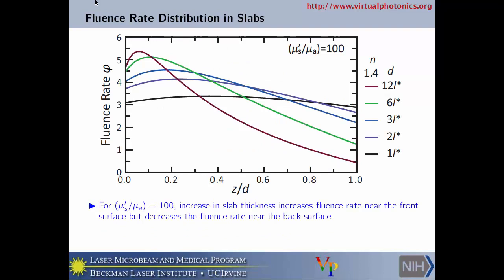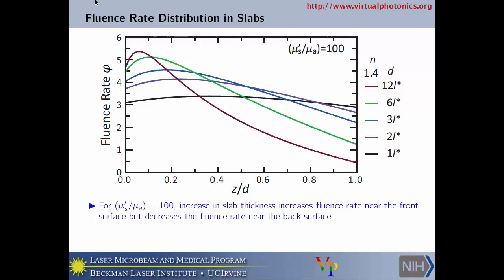So here, I just want to point out that the x-axis is not an absolute dimension, it's just the dimension relative to the total slab thickness. So D is the total slab thickness, Z is just any location within the slab. And these various curves address slabs of various thickness relative to the transport mean free path. So the black curve is a slab of 1 L star, or say 1 millimeter, going all the way up to the red curve where you have 12 millimeters.